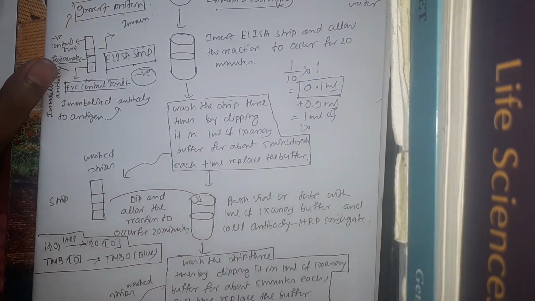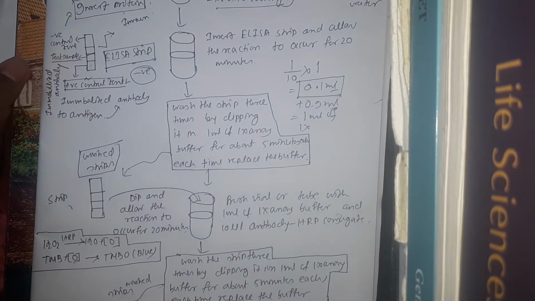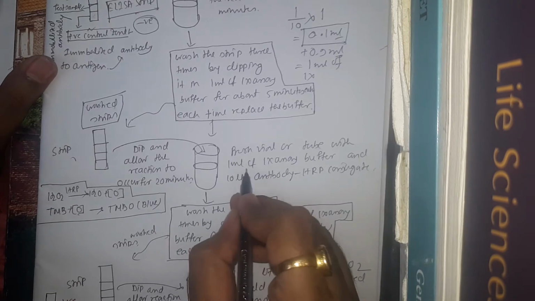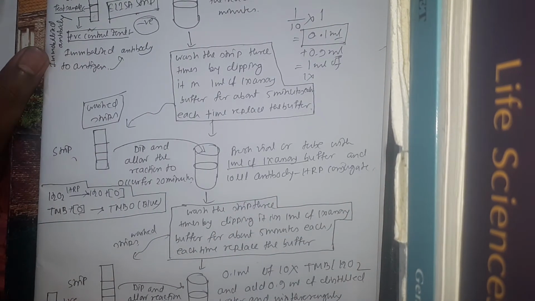After you have your washed strip, you have to prepare another tube where you have 1 ml of 1x assay buffer and 10 microliter of HRP antibody conjugate.